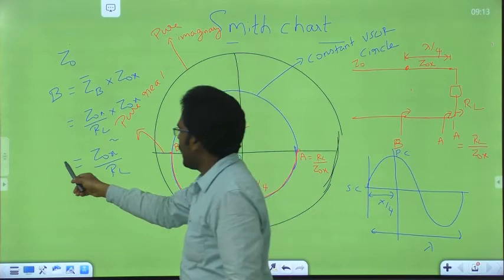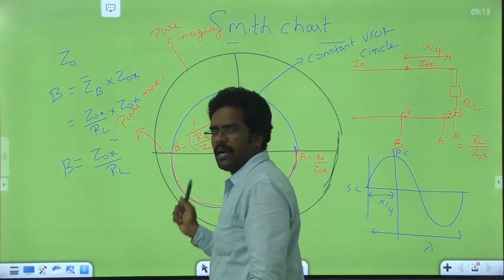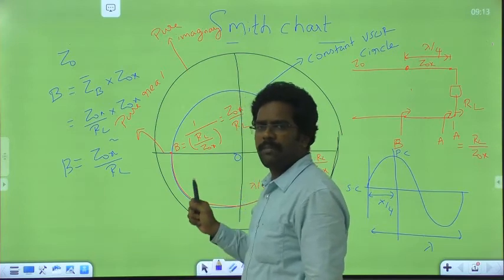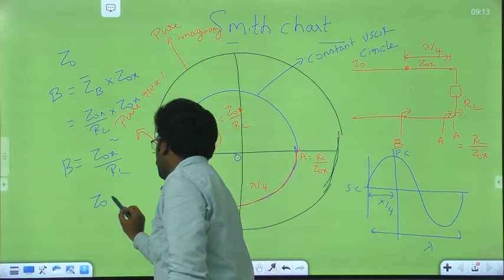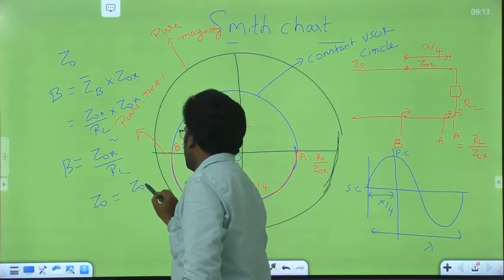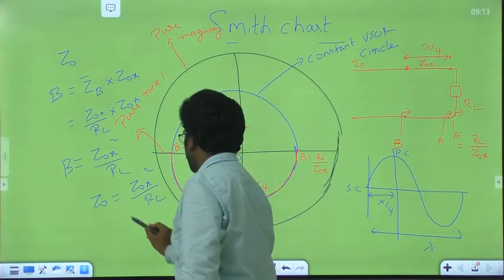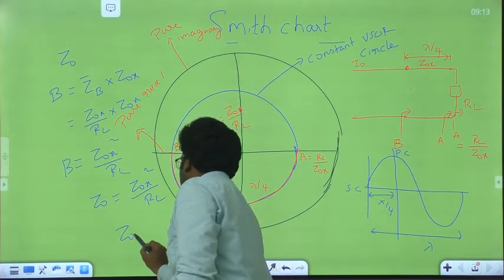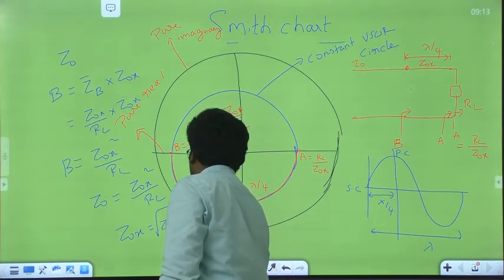So this is the absolute impedance at point B. What I am trying to say here is that after the quarter transformer, impedance matching has to occur. Therefore, this should be equal to Z0. Then only you can say that impedance matching occurred. That means I can take Z0X as root of Z0 into RL.